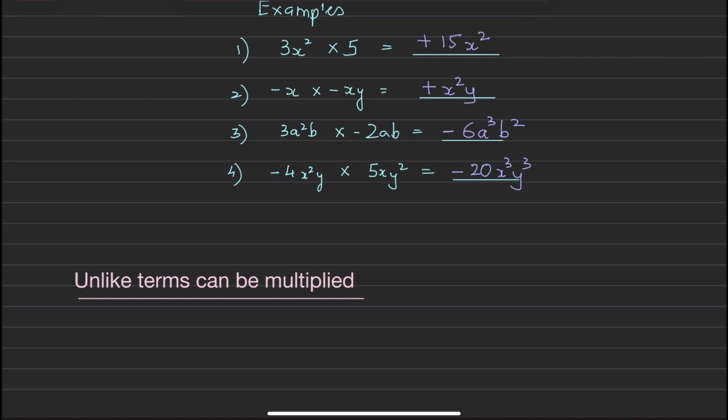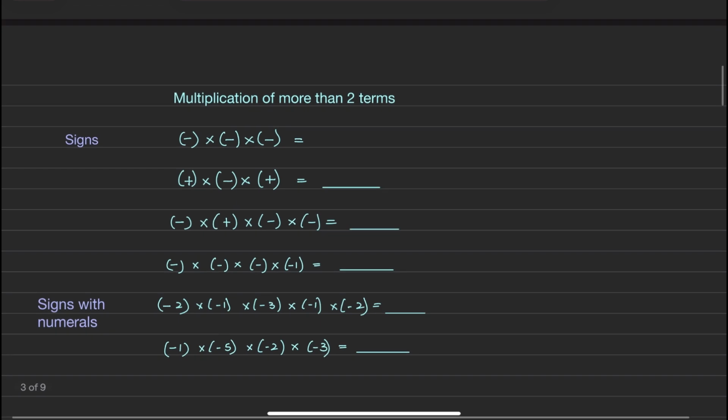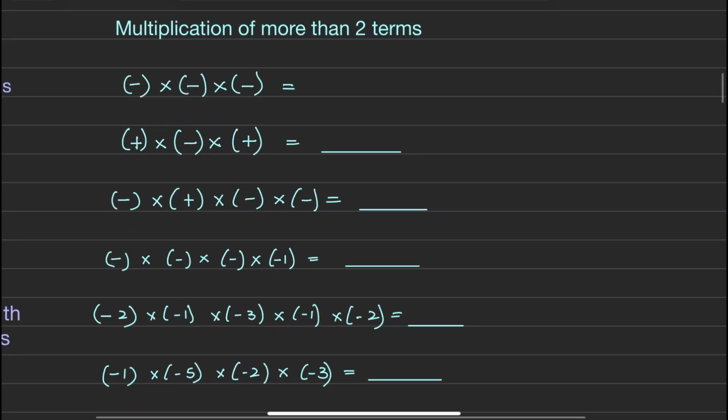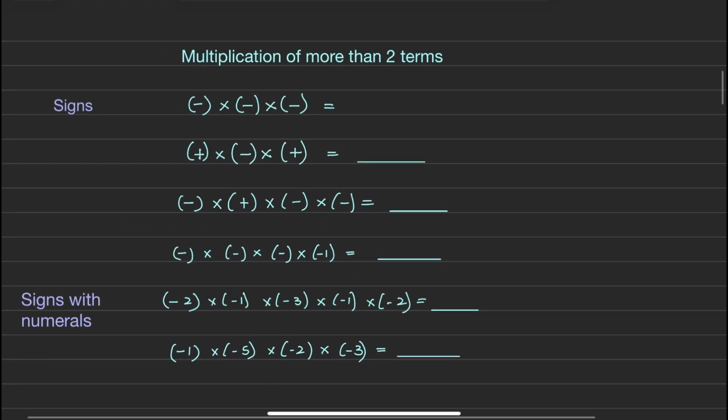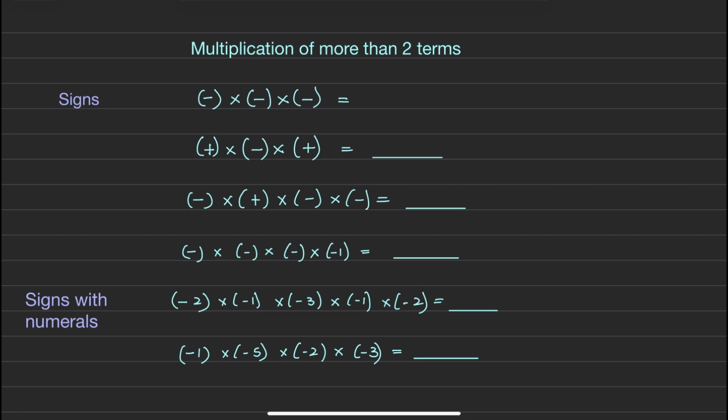Unlike terms can be multiplied, because in addition and subtraction we do not deal with unlike terms, right? We have to leave it as it is. But in multiplication there is no such thing that you cannot multiply the unlike terms. Okay, we can go ahead with it. Now what if there are 3 terms, guys? Suppose we're going to deal with the signs. I'll tell you a trick.